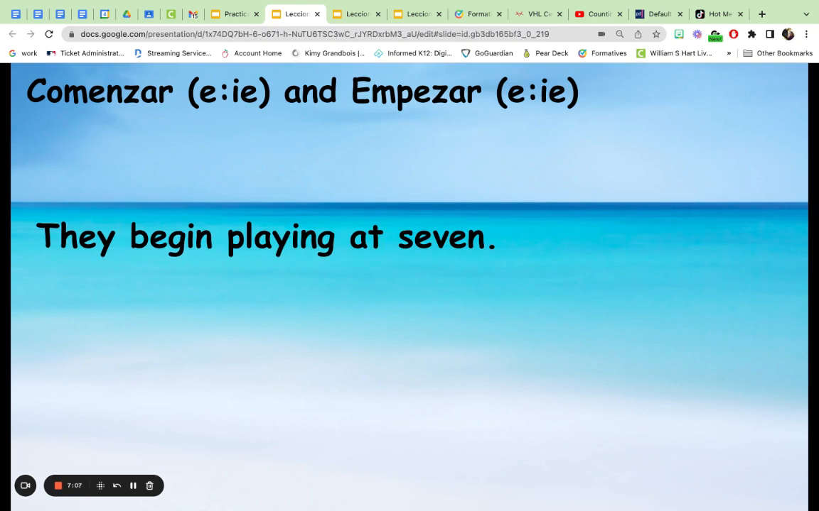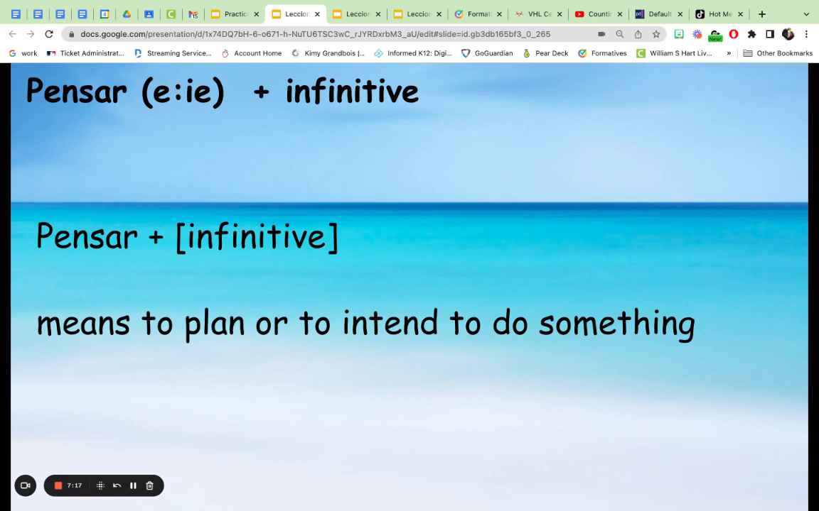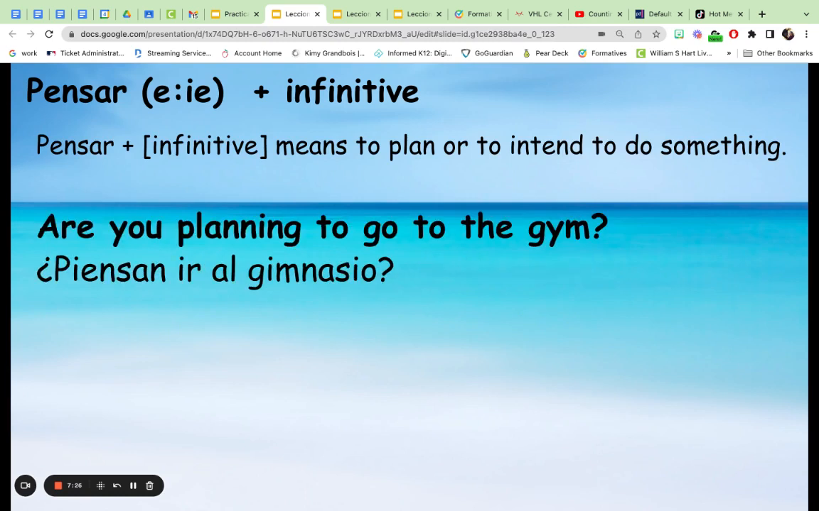They begin playing at 7. Ellos comienzan a jugar a las 7. Now, could you have put empiezan? Sure. Pensar plus the infinitive means to plan or intend to do something. Are you planning to go to the gym? ¿Piensan ir al gimnasio?